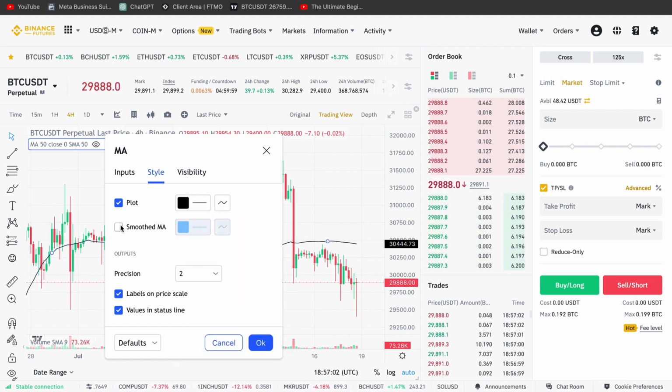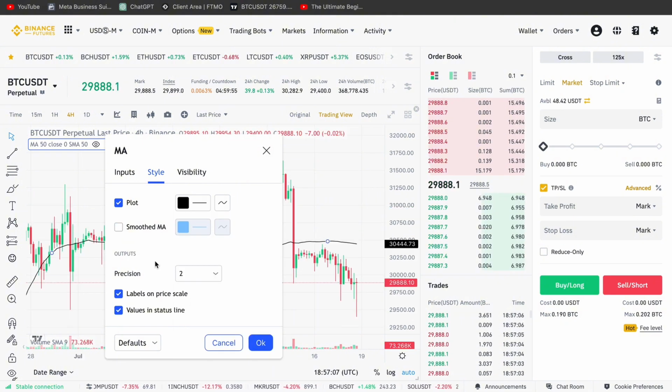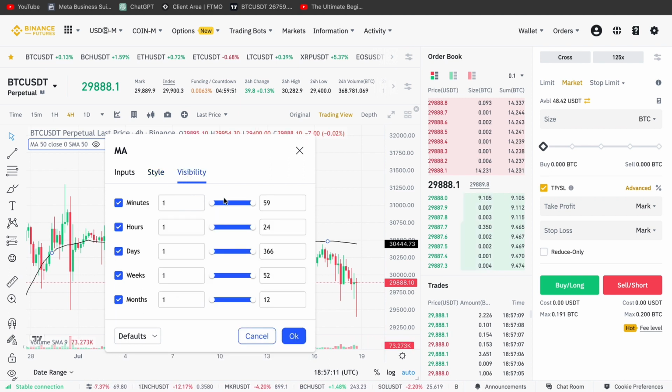Then we have the smoothness. So we can even increase the smoothness or just remove it. For me, I don't add the smoothness. Then I can now go for the visibility. So for the visibility, you now decide whether you want it to be clear or you want to reduce it as the time goes on.